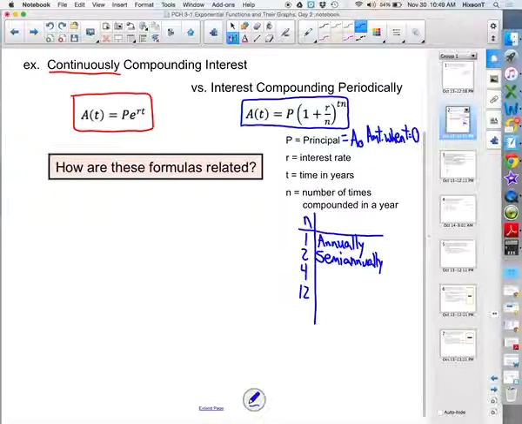When n is 4, if we cut something into 4 pieces, there are 4 quarters. So if we are compounding quarterly, n would be 4. And then, of course, if we're using 12, we must be compounding monthly.